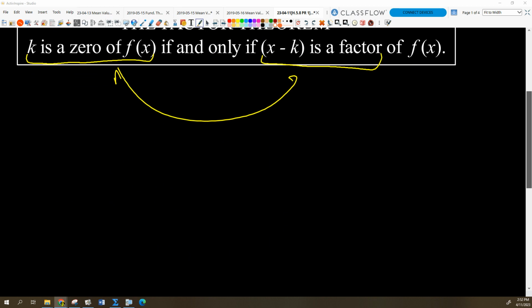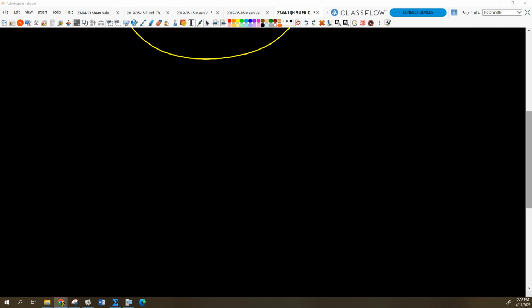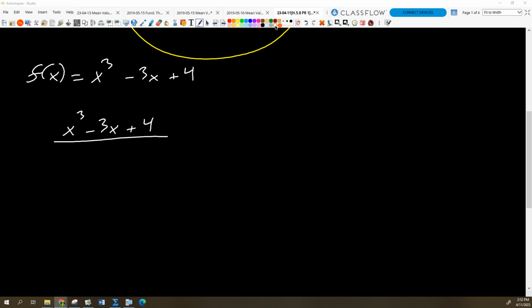Okay, so let's do an example. Let's just remind ourselves what that means, because it's been a while. If I took the function, let's just pick f of x equals x cubed minus 3x plus 4, something like that, let's divide that function. Actually, I want to make it clearer. Let's divide it by x minus 2.